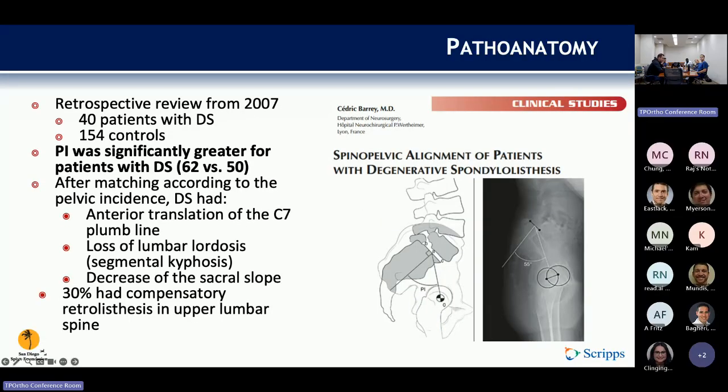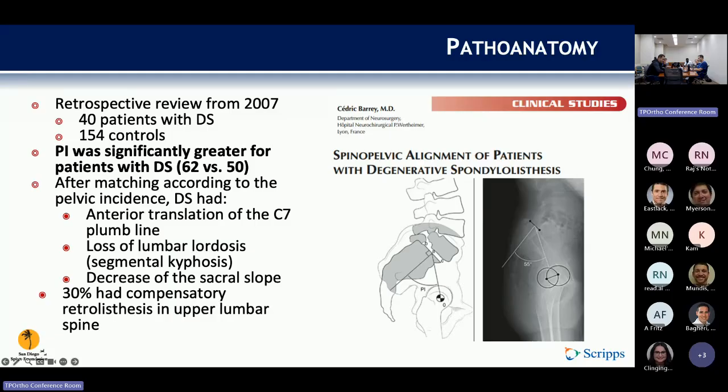And here's another interesting historical study from 2007 that attempted to analyze specific spinopelvic parameters in patients with degenerative spondylolisthesis. It looked at about 40 patients with degenerative spondylolisthesis and 150 controls. What they found was that pelvic incidence was significantly greater for patients with degenerative spondylolisthesis at a 12-degree clip, so 62 versus 50 degrees.